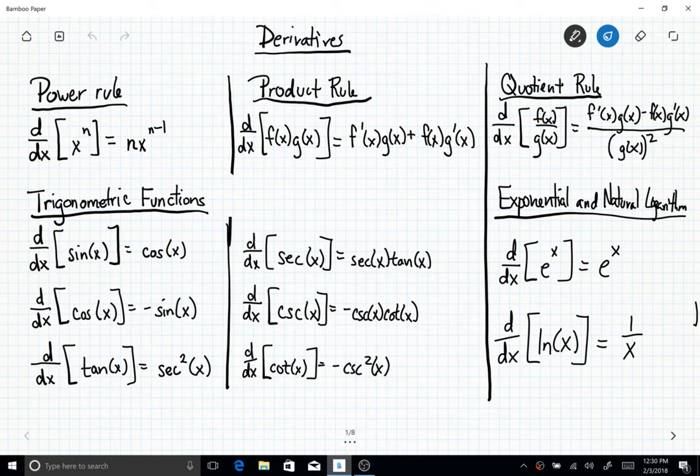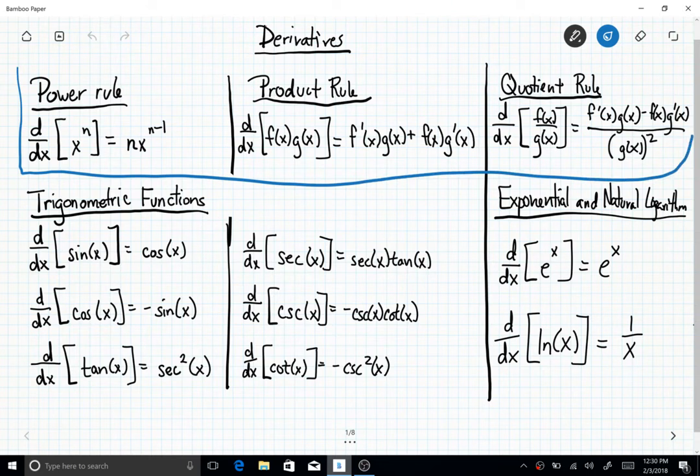Hi folks, we're going to be talking about derivatives since a few of you had some questions on them, and the main three derivatives that we're going to focus on are the power rule, the product rule, and the quotient rule. Okay, so what happens with each of these?